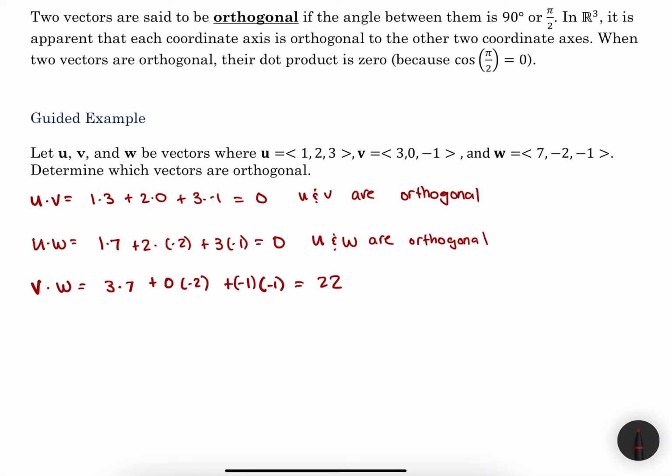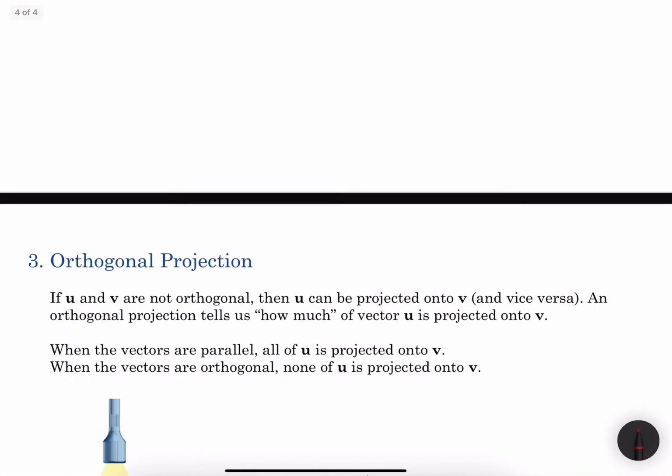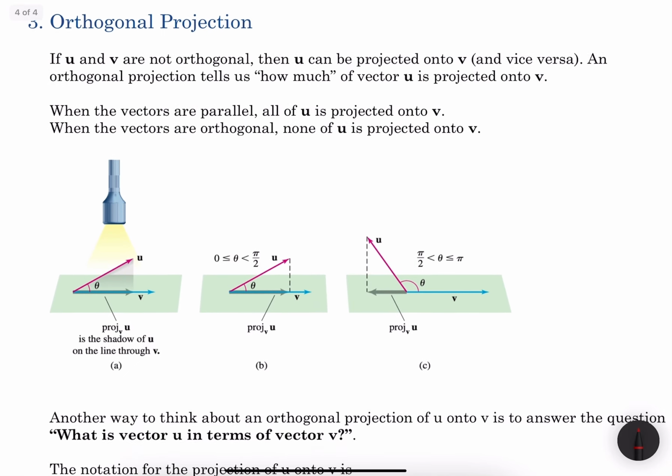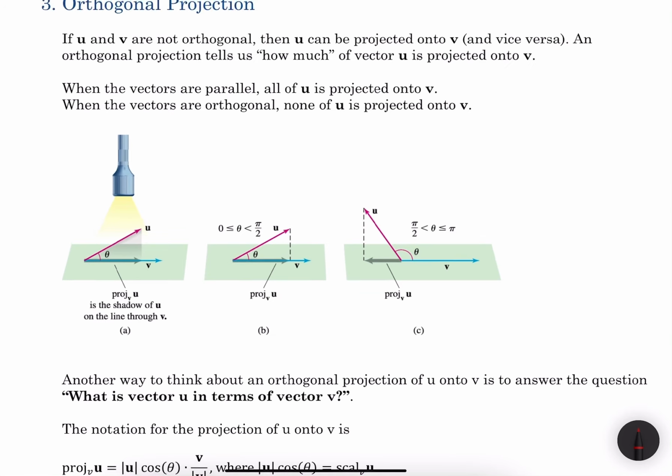It's just two vectors where the dot product is 0, which means that the angle between the two is 90 degrees. And so the last thing we want to talk about is an orthogonal projection. If u and v aren't orthogonal vectors, meaning one's not perpendicular to the other, then we can project one vector onto the other.